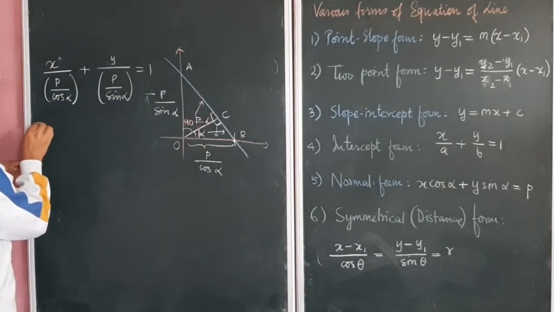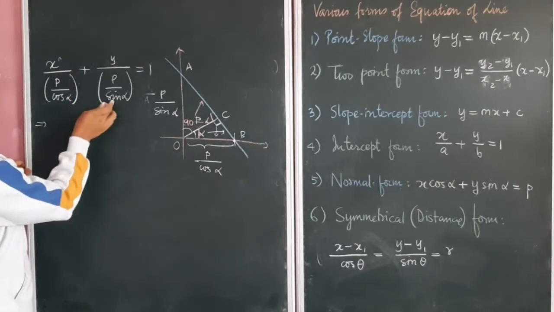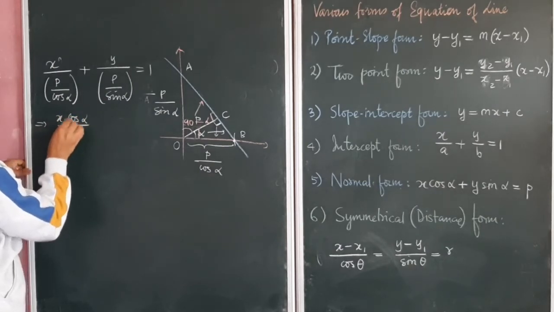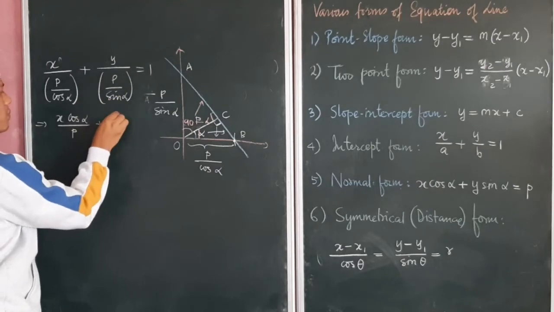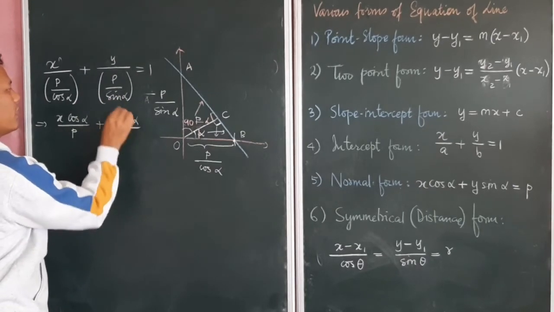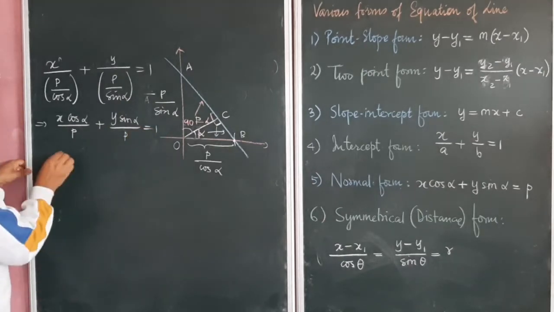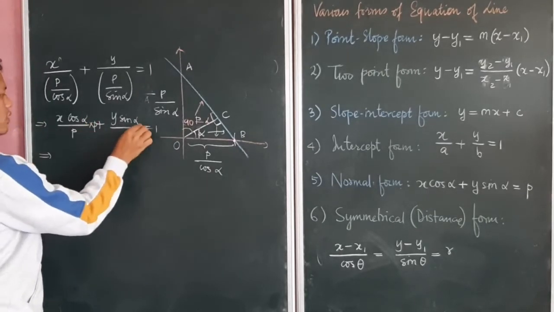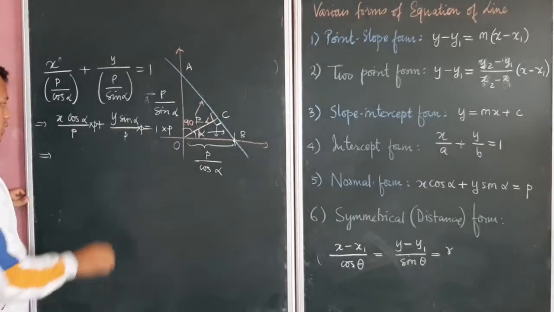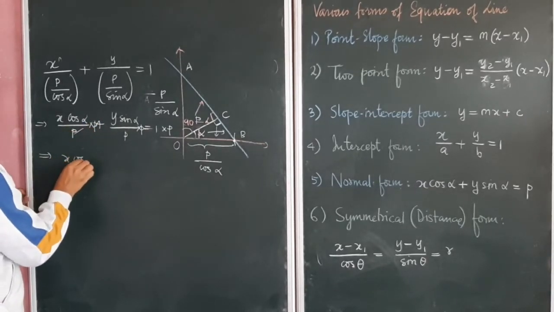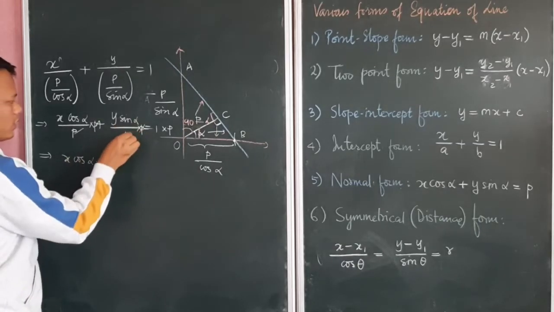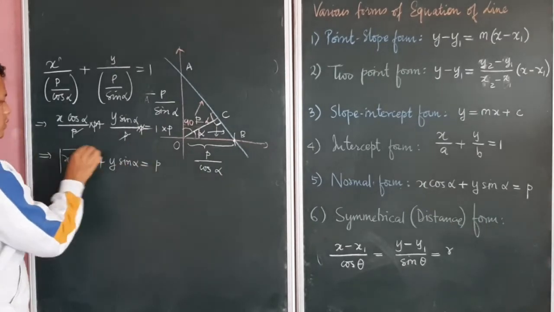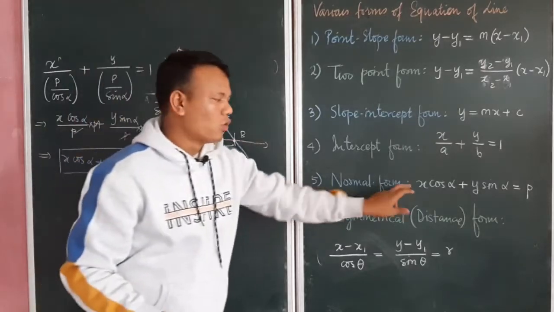Let us simplify this. So this cos alpha goes up, right? This sin alpha also goes up. So we have x cos alpha by p plus y sin alpha by p equals 1. Okay, so if you multiply both sides by p, then p and p get cancelled, so only x cos alpha will be left plus y sin alpha will be left, equals 1 into p is p. So this is your equation of line in normal form.